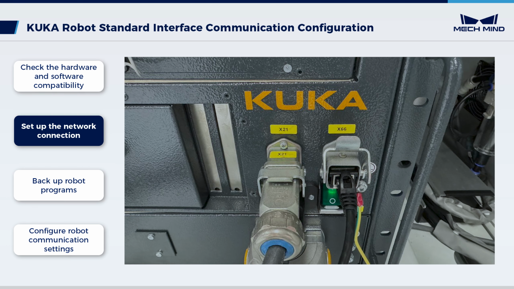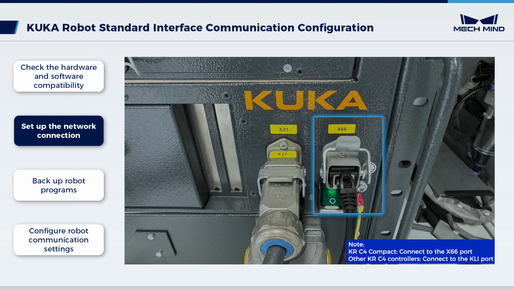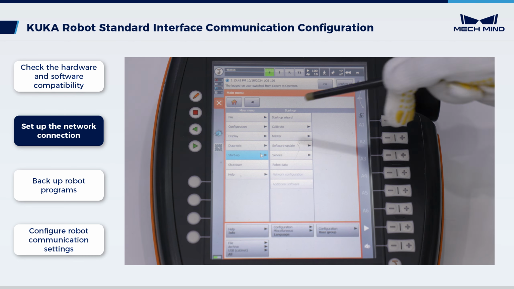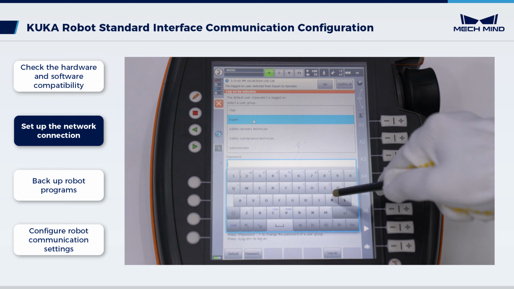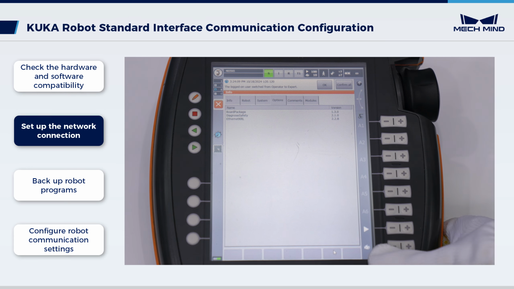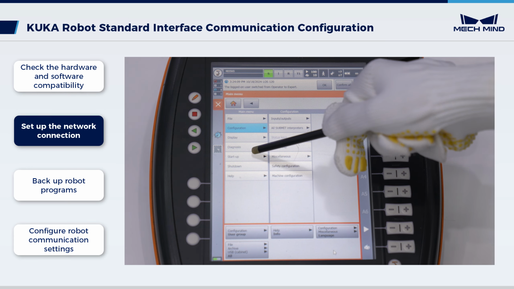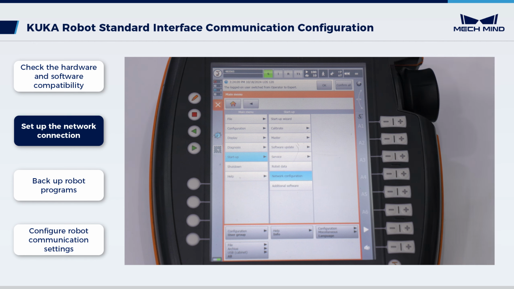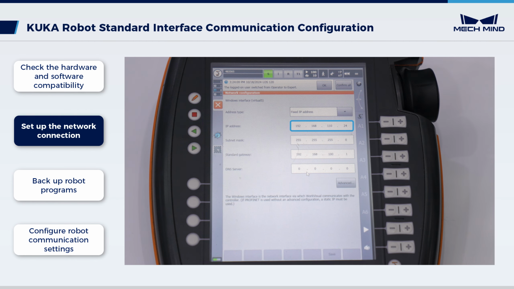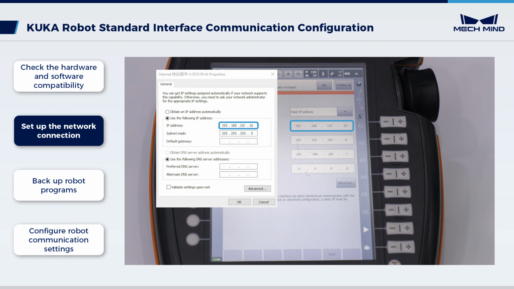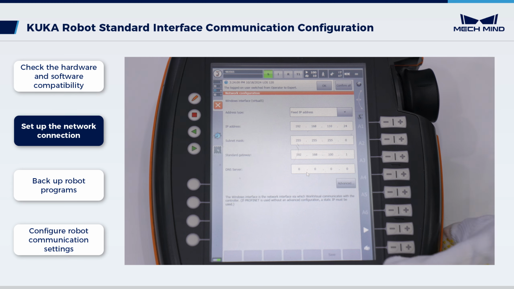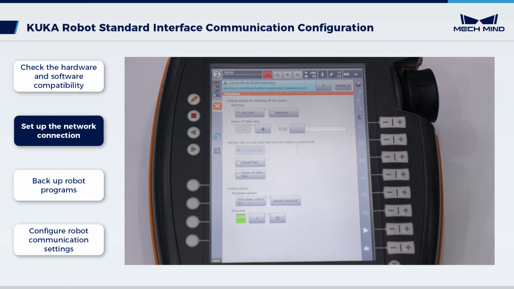Then, set up the network connection. Check the hardware connections. Make sure the IPC's Ethernet cable is plugged into the X66 port of the robot controller. Switch the user group to expert mode. Next, set the IP address. Enter the network configuration interface. Make sure the IP address is in the same subnet as that of the IPC. After this, restart the robot control system.